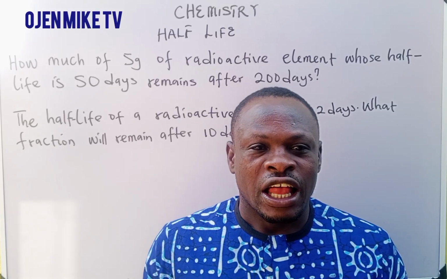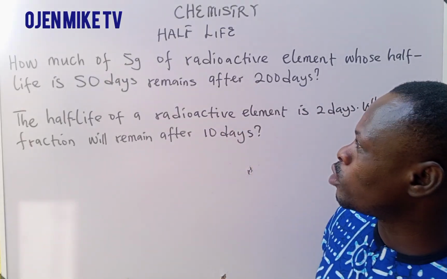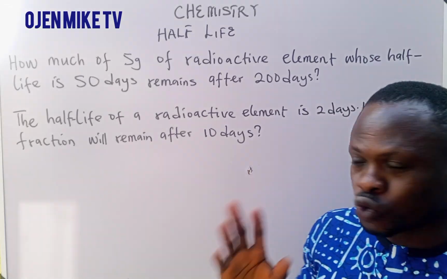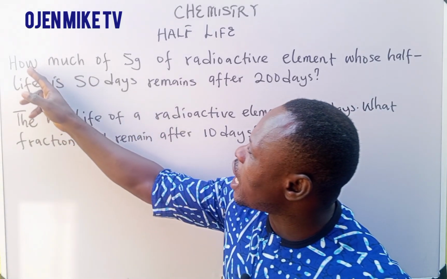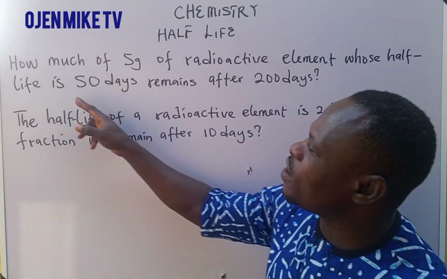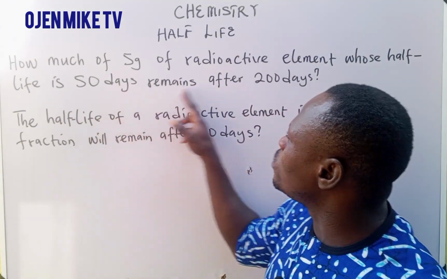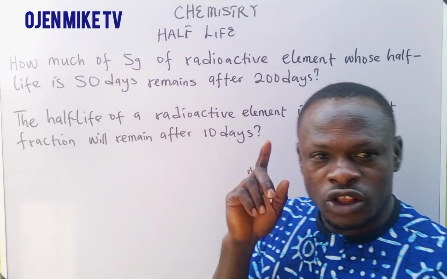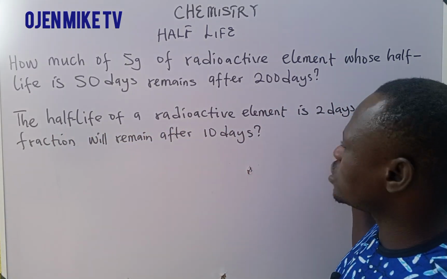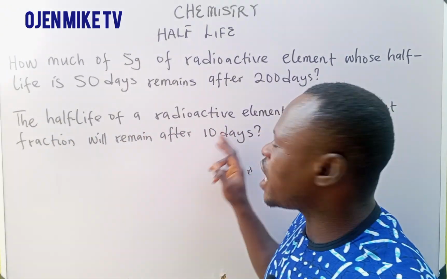Lovely viewers, let's quickly solve this simple problem involving half-life. Now, number one, we have been given a set of two questions. First: how much of 5 grams of a radioactive element whose half-life is 50 days will remain after 200 days? The second question is: the half-life of a radioactive element is 2 days. What fraction will be left after 10 days?